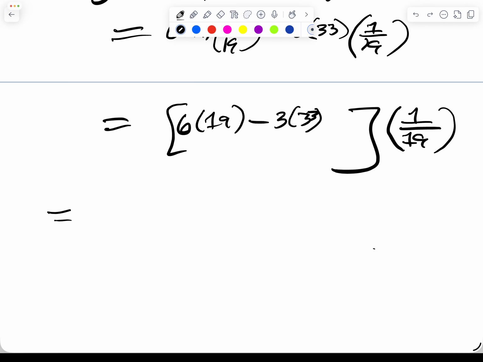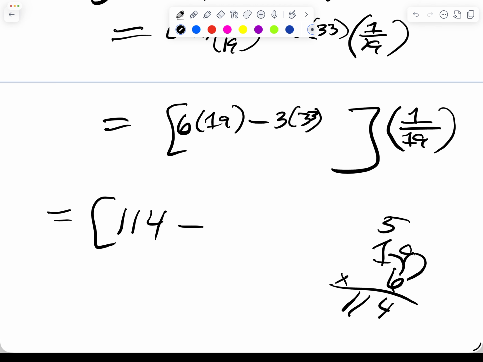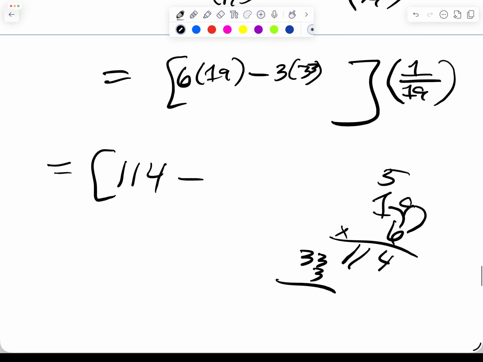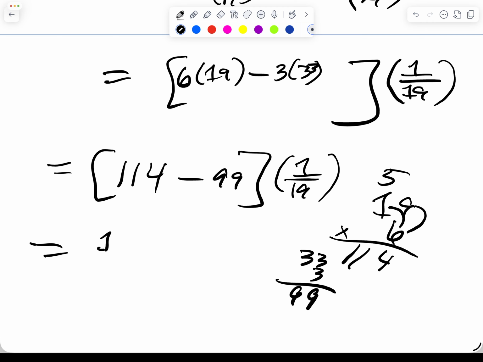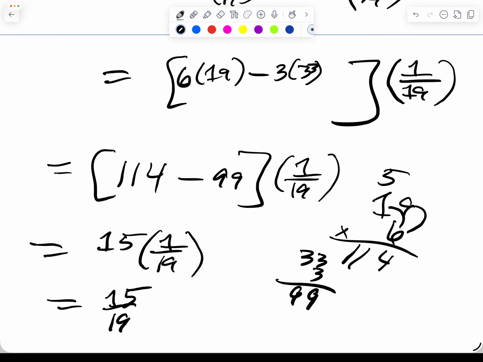Okay, so how do we do this? You do this algorithm. 9 times 6, and we memorize that's 54. And then 6 times 1 is 6, plus 5 is 11. And then 3 times 33, 3 times 3 is 9, 3 times 3 is 9, 99. I hope you can do that in your head. So that is this many of these. So 114 minus 99, that's 15 of these. This is really a 3 and a 5, neither of which is 19, so there's nothing we could do. It's 15 19ths, and that is what y is.